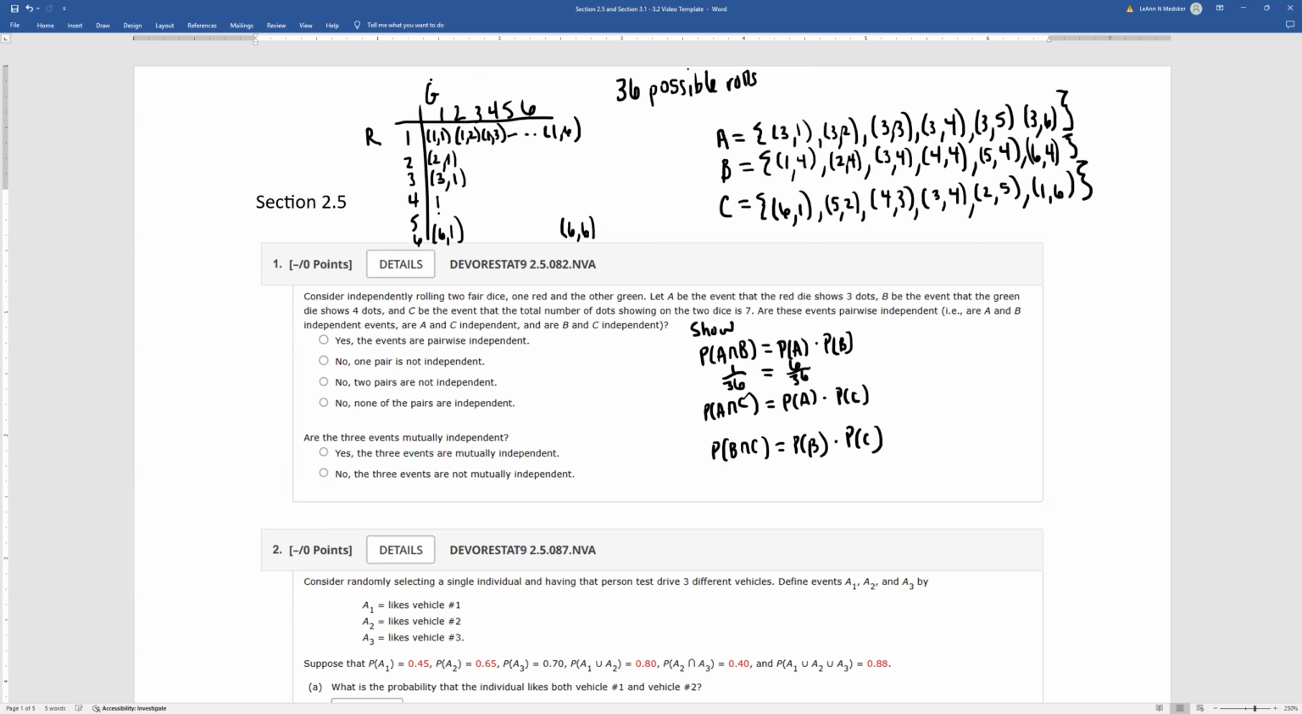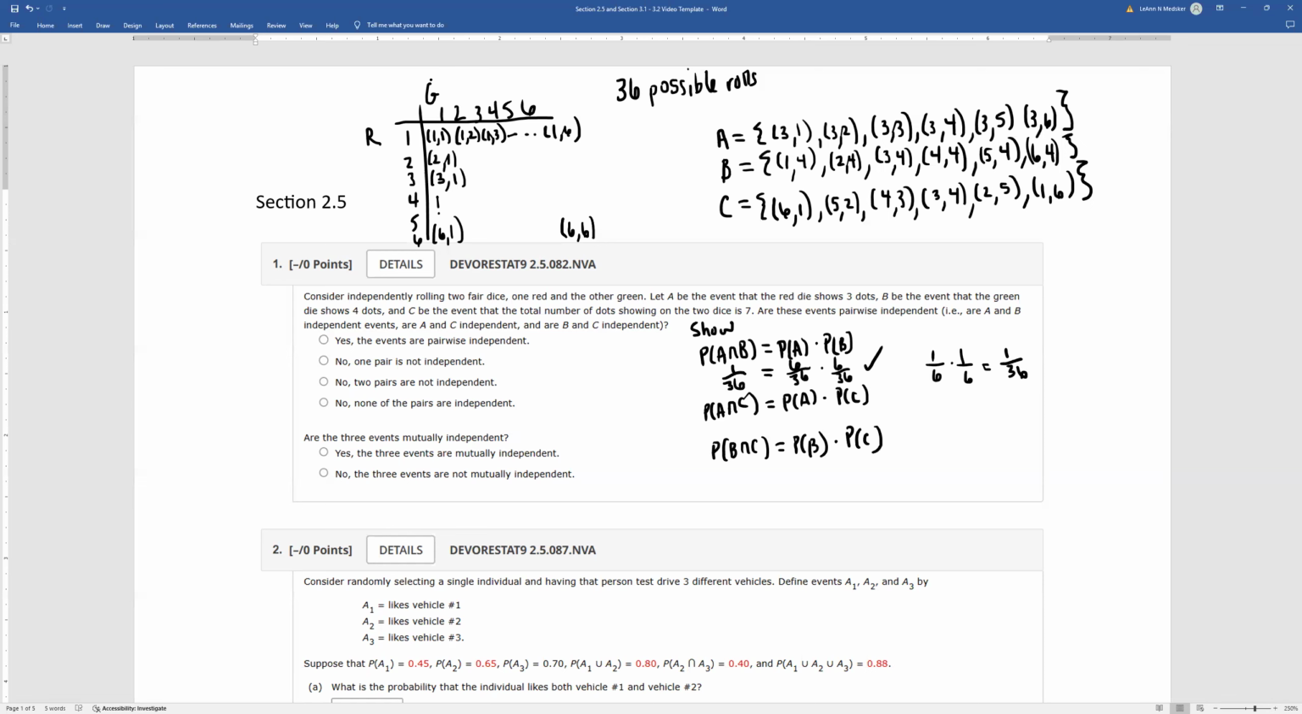Out of 36. And if we look at this one, we have the probability of B, it's also 6 out of 36. Now we could reduce both of those fractions before multiplying them. That's 1/6 times 1/6, which equals 1 over 36. So this is true for that one.